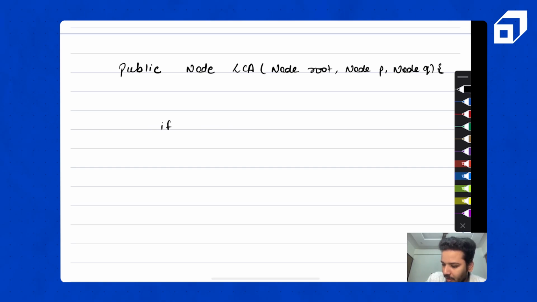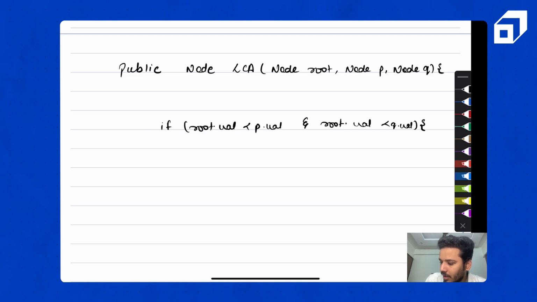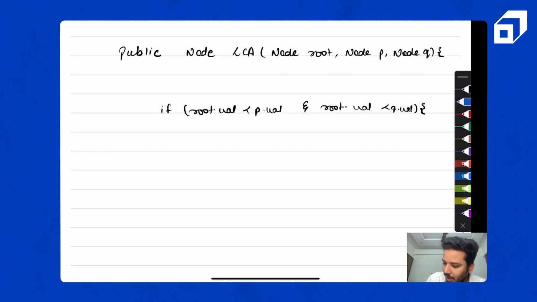Simple. If root dot value is less than P dot value and Q dot value, so this means what? I am 15 and the nodes for which we are calculating the LCA are 20 and something like 25. So I'm smaller than both of them. So 100% both the nodes are on my right side and I'm not the LCA. So we'll go to the right side. Simply we'll make a call on the right side and say, hey, right side, return me the lowest common ancestor for both of them. Root dot right, comma P, comma Q.